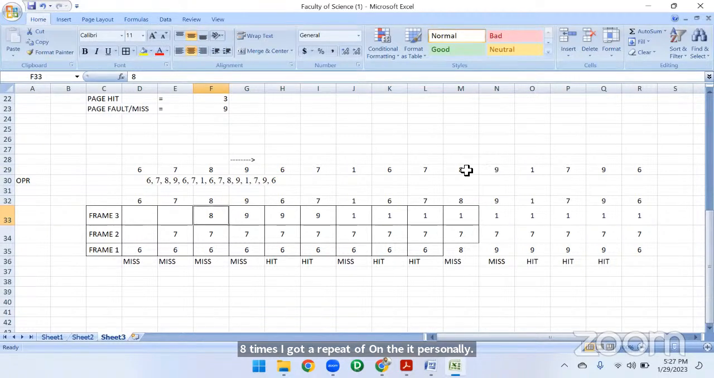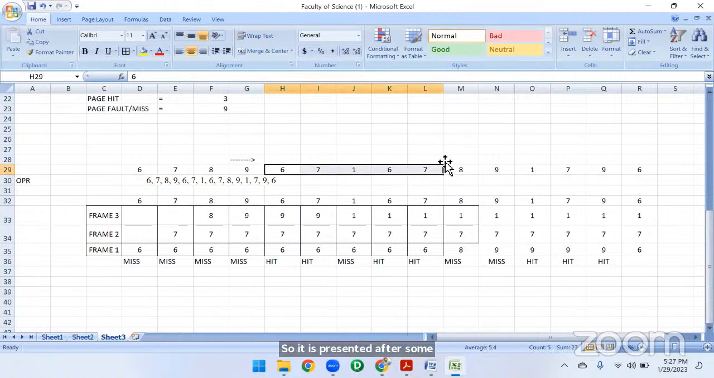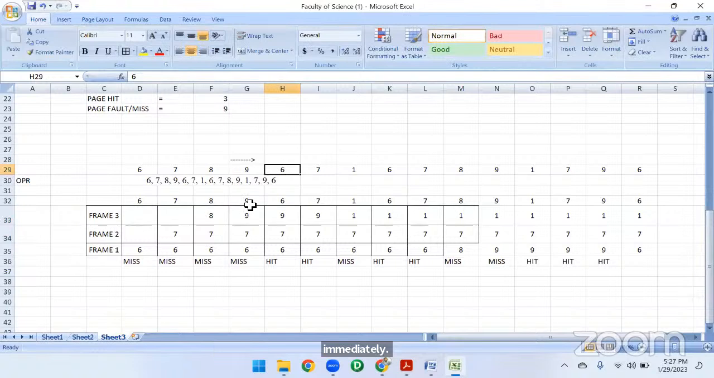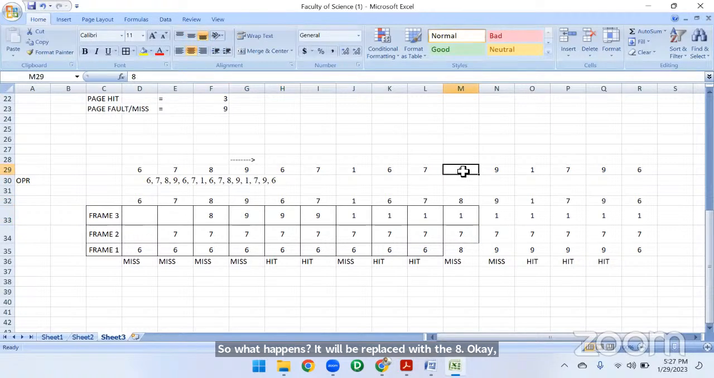So 8 is present after some gap, okay, after some 1 2 3 4 5, after 5 steps. Okay, so next it will check with 6 7. So 7 is immediately next to the 9, and 6 is already next immediately to the 9. Okay, what happens, future long gap ఉన్న దాంతో the number has to be replaced. So what happens, it will replace with the 8. Okay, 8 అనేది చాలా గ్యాప్ తర్వాత వస్తుంది కాబట్టి, ఎంటర్ అవుతుంది కాబట్టి, సో దాంతో రీప్లేస్ చేస్తుంది. అదే నెక్స్ట్ ఇమీడియట్లీ దాంతో రీప్లేస్ అవుతే మళ్ళీ అగైన్ ఇది వచ్చేస్తుంది కదా.